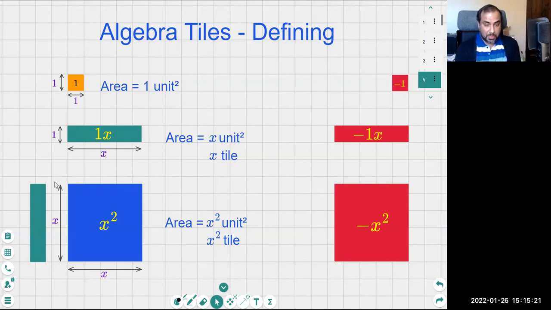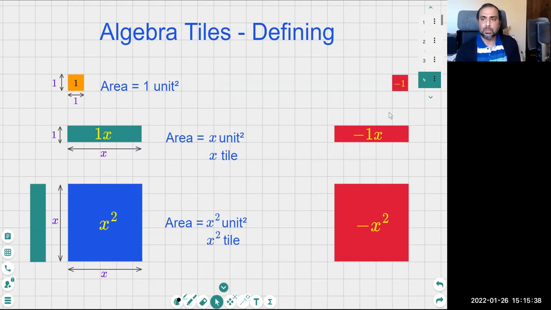So following on from there, x copies of x, x multiples of x, gives you another tile called the x squared tile. So these are our main tiles: the 1 tile, the x tile, the x squared tile. The x tile can be in this orientation as well. For square tiles, the orientation doesn't matter because they remain a square.